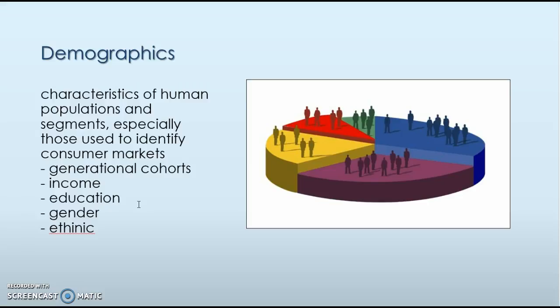Income. Income is pretty self-explanatory. The more money you make, the more spending power you have. The less money you make, the less spending power you have. Education. The higher your education, the more capability you have for getting a better paying job, which would allow you to have that higher spending power.